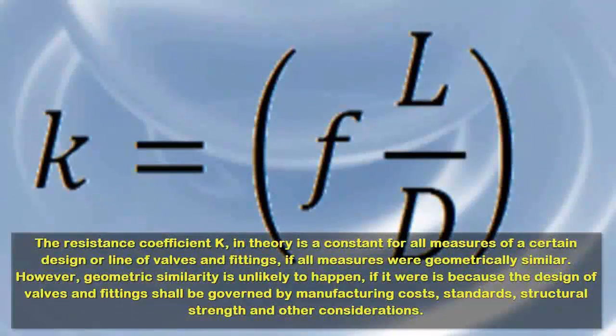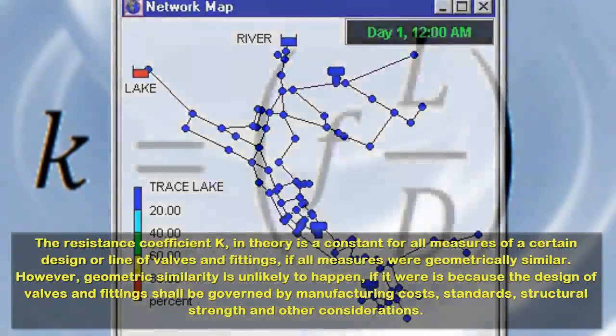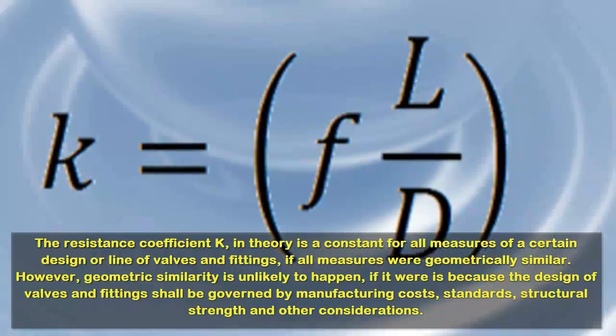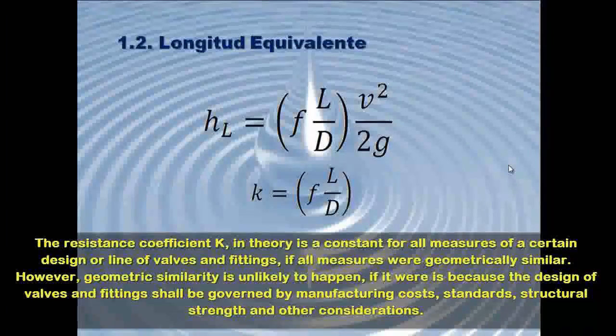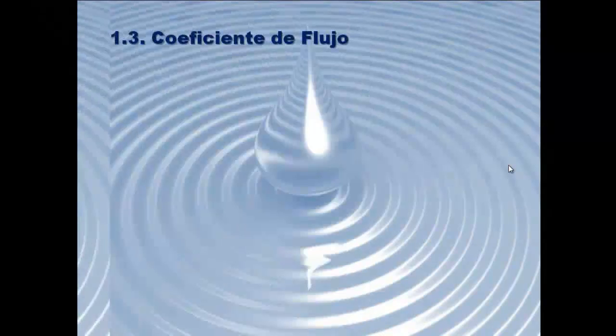The resistance coefficient K, in theory, is a constant for all sizes of a certain design or line of valves and fittings, if all sizes were geometrically similar. However, geometric similarity is unlikely to happen, because the design of valves and fittings is governed by manufacturing costs, standards, structural strength, and other considerations.